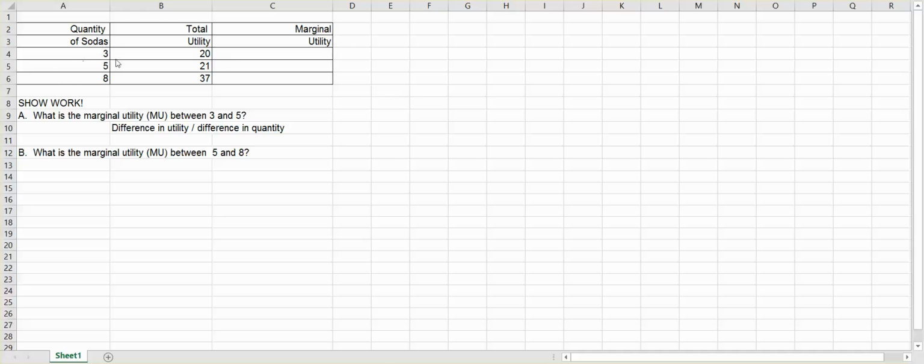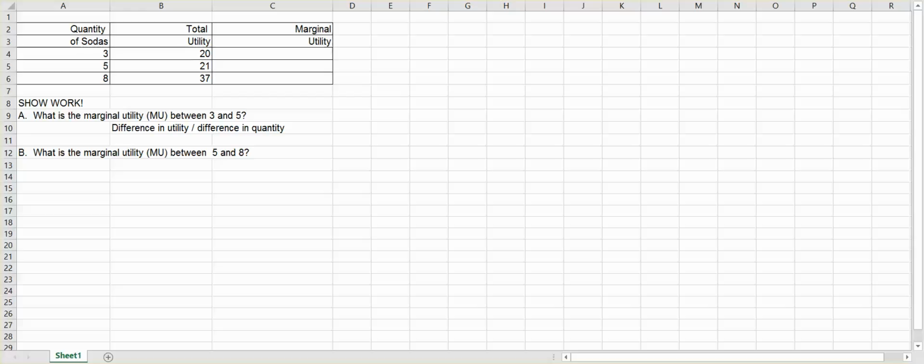So I give you the number of sodas and I give you the total utility. What I want to determine is the marginal utility between 3 and 5 units. So you want to take the difference in the utility divided by the difference in the quantity. Between 3 and 5 units, there's a difference of 2 units and a difference in utility of 1.